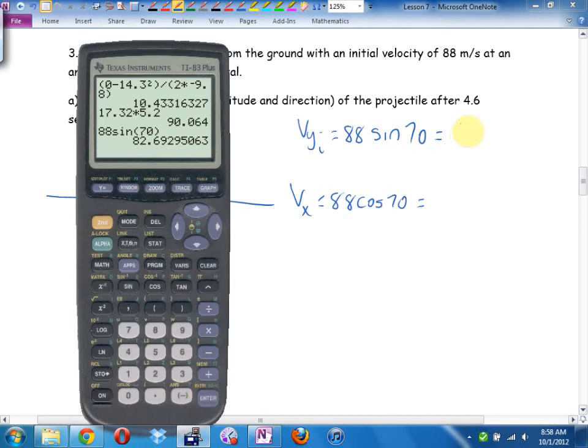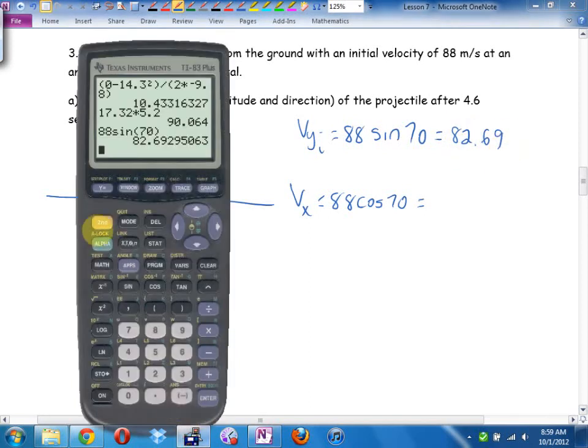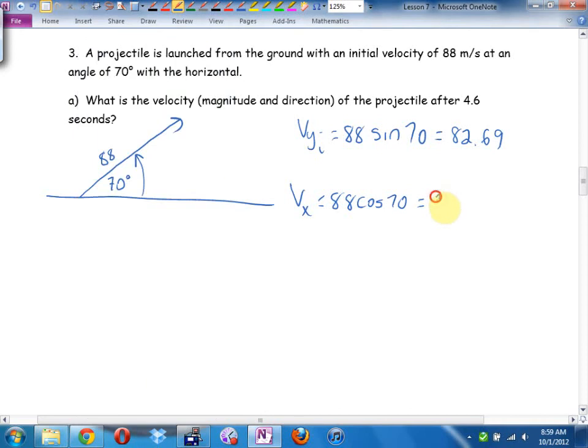You know what? I'm just going to use this. I'm going to go 82.69. And VX, although I have a feeling I'm not going to need VX, but I'll find it anyways because it takes one step. 30.097, I guess 30.10 if I go to 4 sig figs. Oh, yeah, I am going to need VX, actually. Let's do A.